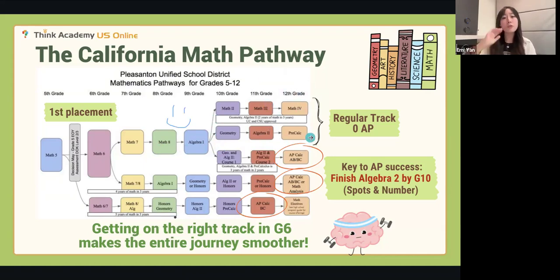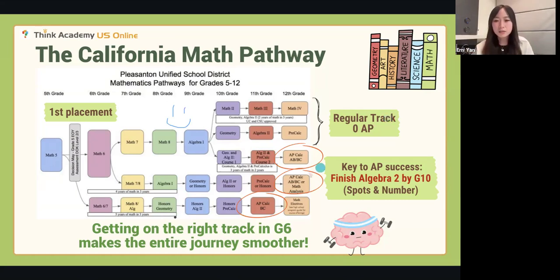As we can see here, if we follow the regular track, will we be able to take any AP courses? Everybody, if you know the answer, you can type it in the chat. How many AP will you finish if you follow the regular track? Let's see. Oh, no, right? So it's gonna be 0. So you're not gonna take AP courses if you follow the regular track. That sounds a little bit scary, right?